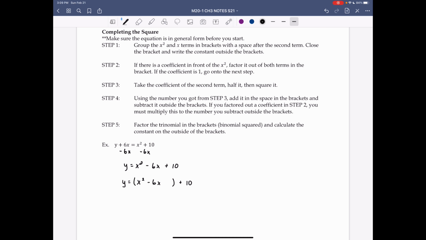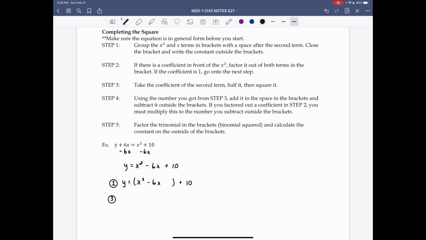Step 2, if there's a coefficient in front of x squared, factor it out of both terms. If the coefficient is 1, go on to the next step. The coefficient in front of x squared would be a 1, so I can move on to step 3. Take the coefficient of the second term, half it, and then square it. So this was step 1. We don't need to do step 2, so we're moving on to step 3.